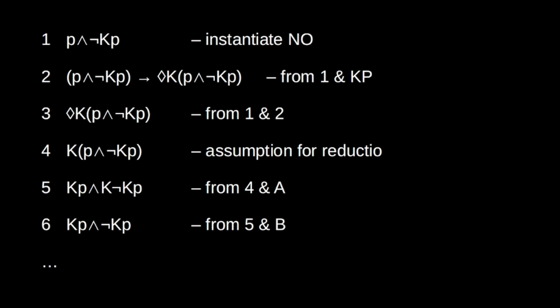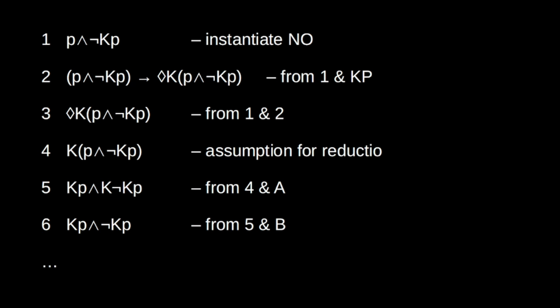And from lines 1 and 2, we have a simple modus ponens argument. From A and if A then B, obviously we can derive B. So we can do that here. Line 2 is a conditional. Line 1 affirms the antecedent of the conditional, so we can derive the consequent: that it is possible to know that P and it is not known that P.